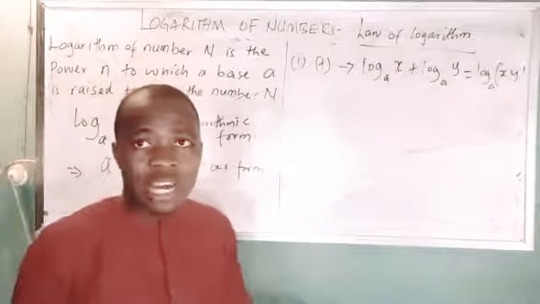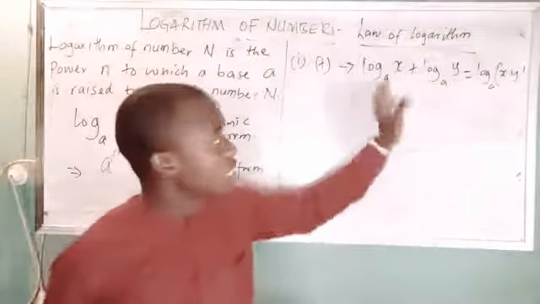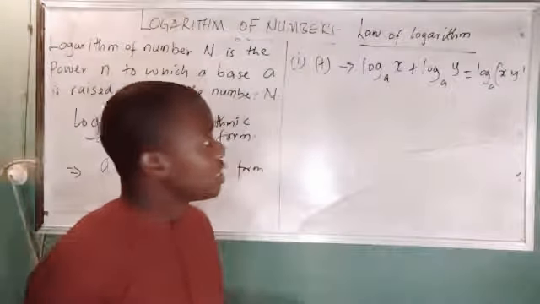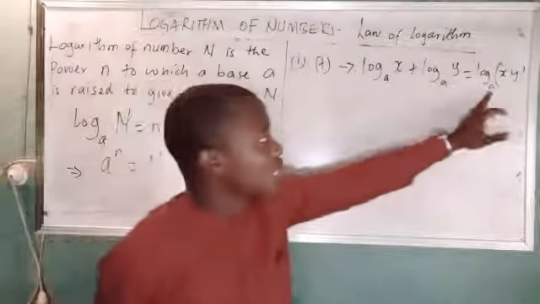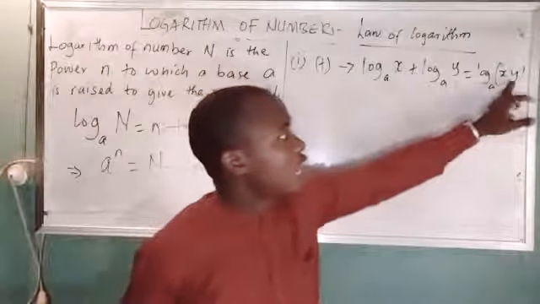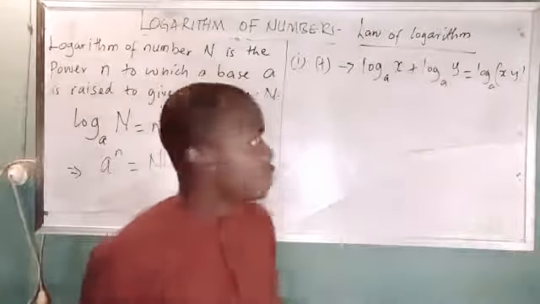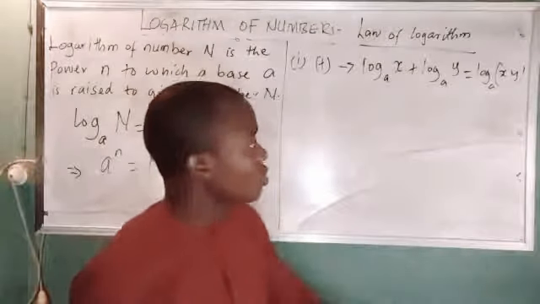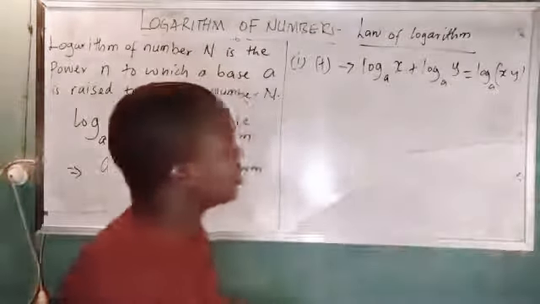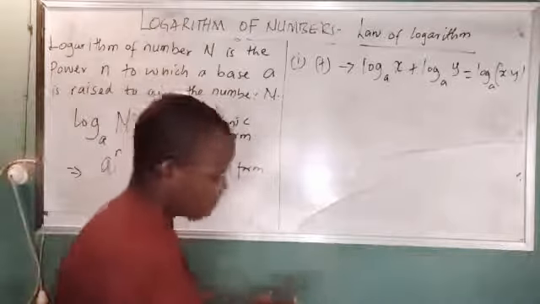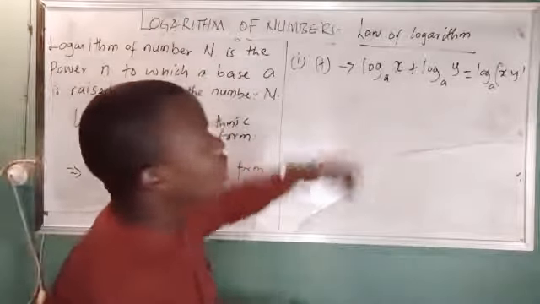As in log of numbers being added with the same base, definitely it will be written as the log of x multiplied by y. Which means this addition will turn to multiplication. So we have log xy. That is the addition law of logarithm.